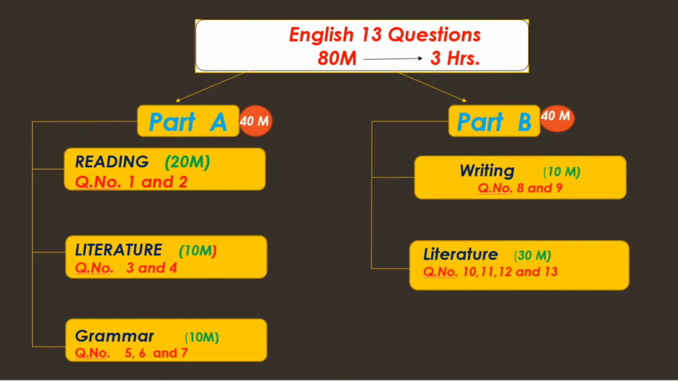Reading based questions cover 20 marks of your paper, and under this come question number 1 and question number 2. Literature part based questions are of 10 marks, and questions 3 and 4 belong to this criteria. Grammar questions cover 10 marks. Questions 5, 6 and 7 belong to this criteria. Part B again has 40 marks, and under this we have two subsections, that is the writing and the literature part. Here the writing section covers 10 marks, and questions 8 and 9 come under this section.